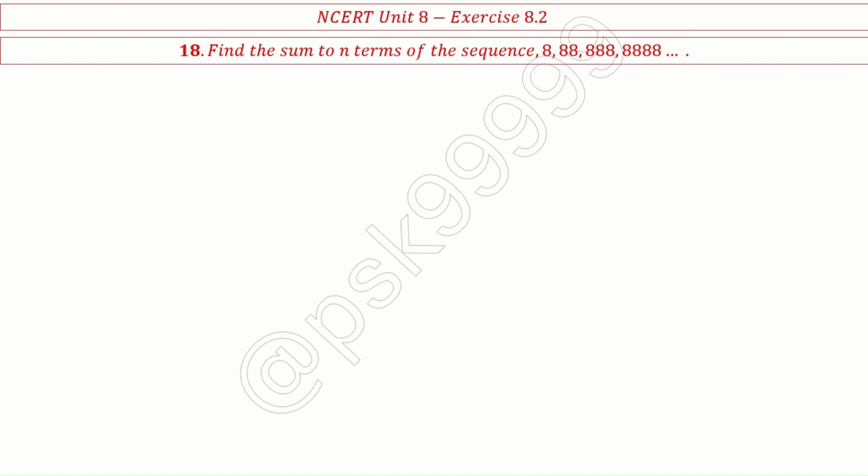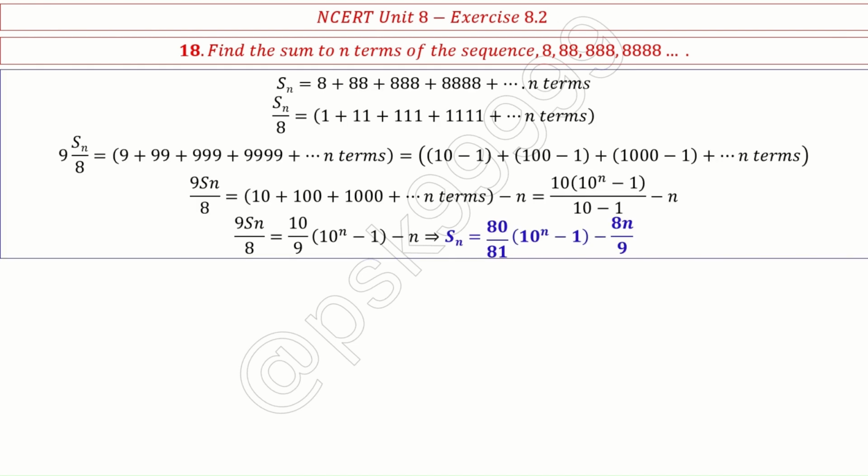Find the sum of n terms of the sequence. This is a very common problem which will come in series. So do it one time, then all are the same type. So first thing is Sn equal to 8 plus 88 plus 888 up to n terms. Sn by 8, if I am dividing the series by 8, then what I will get is 1 plus 11 plus 111 plus 1111, up to n terms.